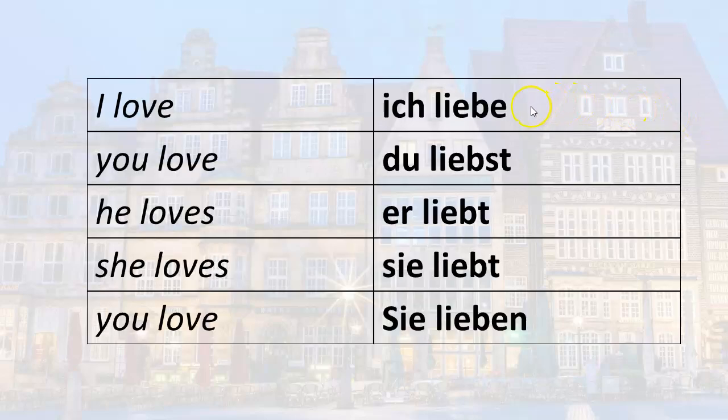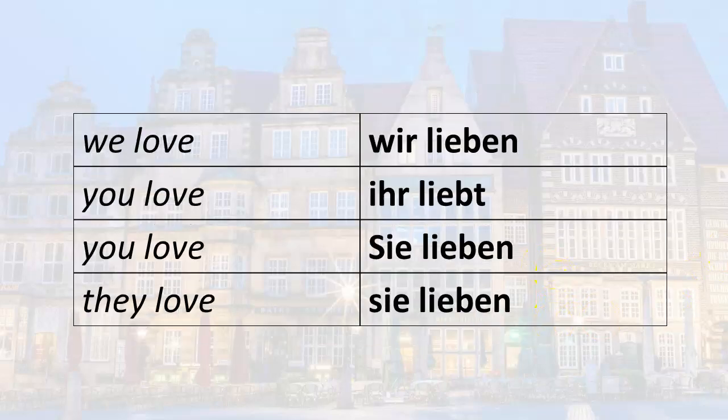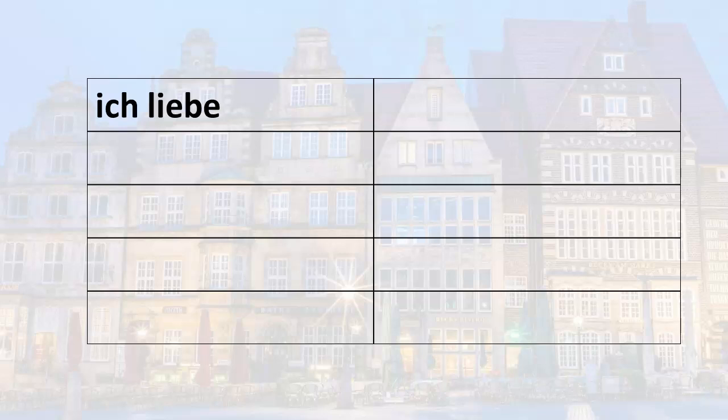We learned how to say ich liebe, I love, du liebst, you love, er liebt, he loves, sie liebt, she loves, sie lieben, you love, wir lieben, we love, ihr liebt, you love, Sie lieben, you love, and sie lieben, they love. So in this lesson we are going to learn how to ask simple yes or no questions with the verb lieben. It's very simple.